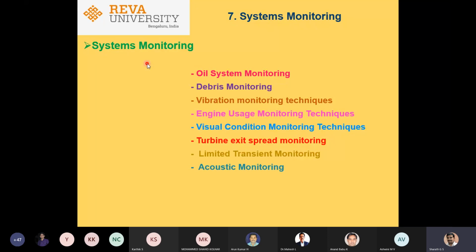Here we have oil system monitoring, debris monitoring, vibration monitoring, engine usage monitoring techniques, visual condition monitoring techniques, turbine exit spread monitoring, limited transient monitoring, and acoustic monitoring. I will discuss these briefly. Oil system monitoring can be done by regularly checking the oil systems and the oil tank.